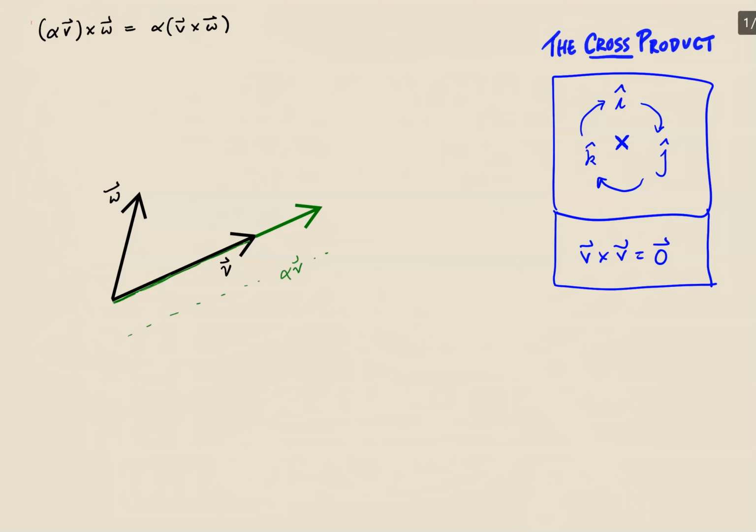In other words, we have to show that these two vectors point in the same direction and have the same length. If that's the case, then they represent the same vector. The first part is obvious. They clearly point in the same direction.